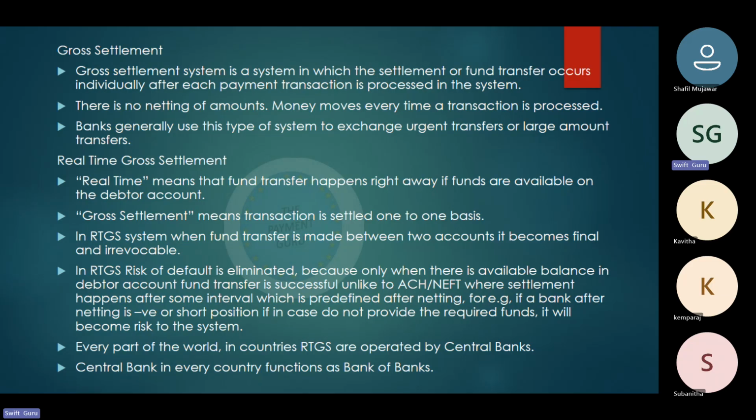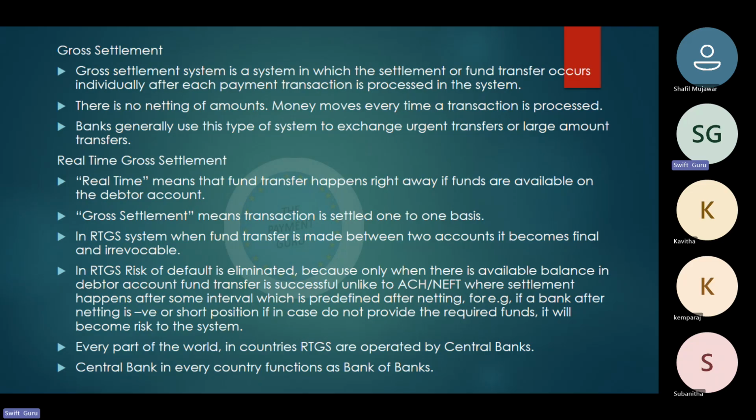Real-time gross settlement system is basically a kind of gross settlement itself, right? Where the transfer happens individually and it does not have to create any batches for it. The name real-time gross settlement system is given for a reason because it is near real-time payments. Real-time means the fund transfer happens right away if the funds are available in debtor accounts. Gross settlement means the transactions settle on a one-to-one basis.